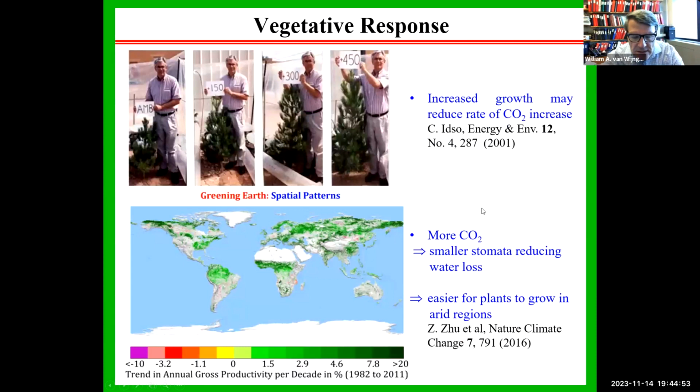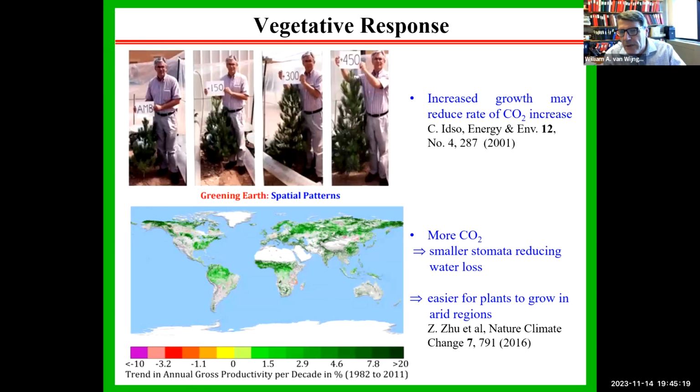Next, what's the response of vegetation to these increased greenhouse gases? Well, there was this nice experiment done by Professor Idso some years ago. He took a pine tree, put a bag around it with just ambient air. Then he put another tree in a bag, but he added 150 parts per million. Another bag, 300 parts per million in addition, plus 450 parts per million. And you see the tree grew much faster.